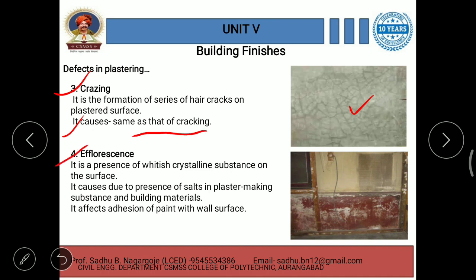Then fourth one is efflorescence. It is the presence of whitish crystalline substance on the surface. It is caused due to presence of salts in plaster making substances and building materials. Again, it affects adhesion of paint with the wall surface. So this is efflorescence.